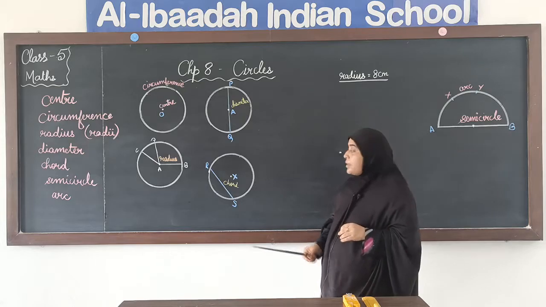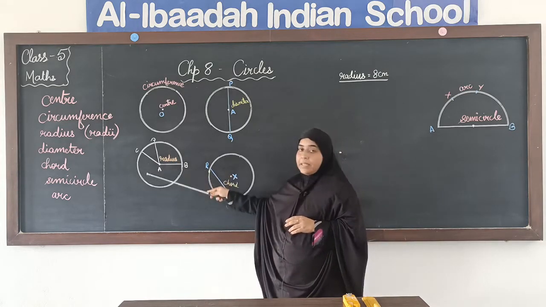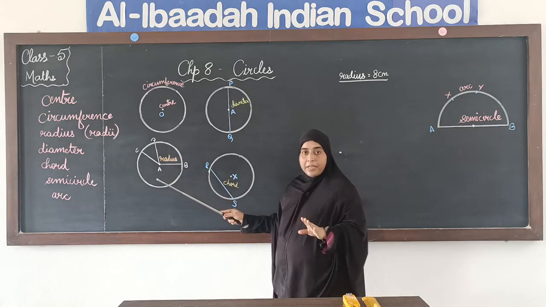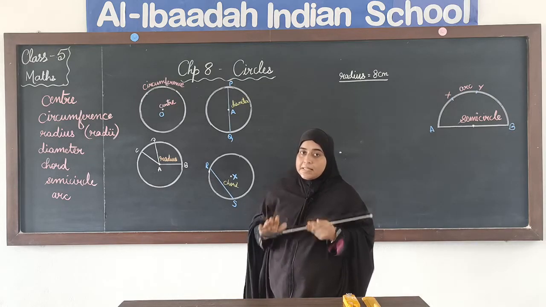So I hope you have understood what we mean by radius. The length of every radius will be the same. For a circle, any number of radii you can draw and the length of all the radii will be the same.